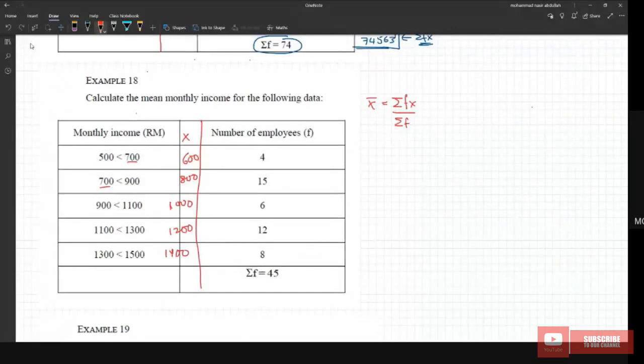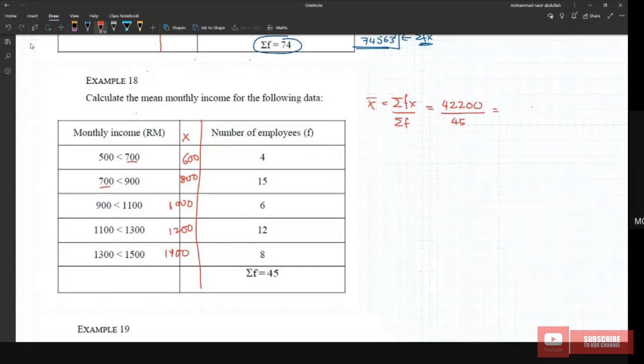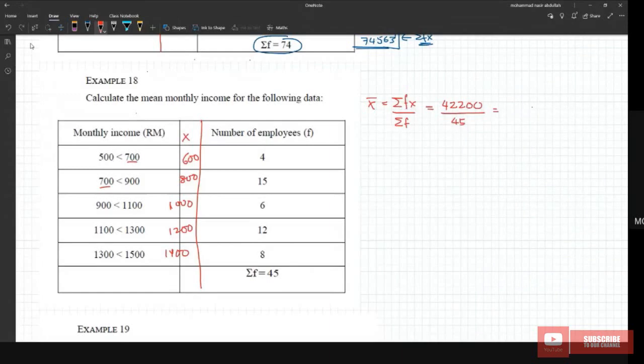So summation of fx should be equal to 42200, right? And summation of f is equal to 45, and the mean is equal to 937.78. Do you get the same answer?